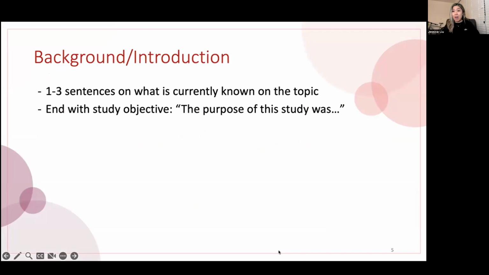So first, the background and introduction. This is generally 1 to 3 sentences on what is currently known on the topic of the research. And then the ending usually is the study objective, saying something like the purpose of the study was, and then put in the purpose of the study.